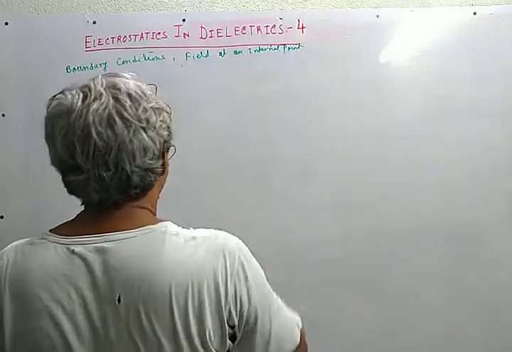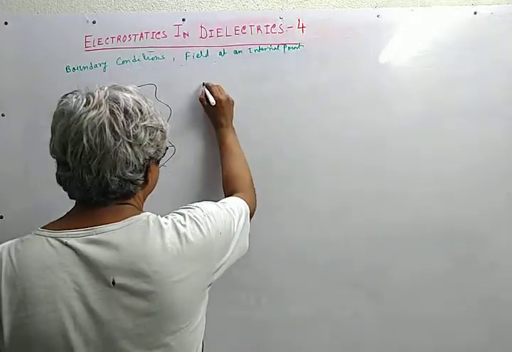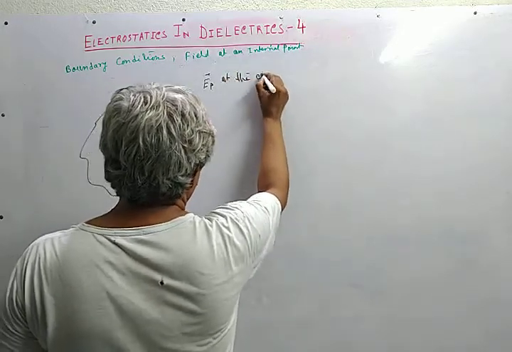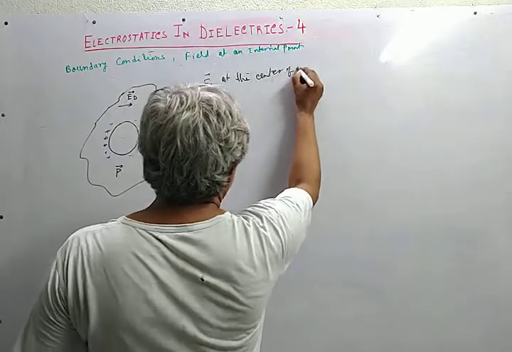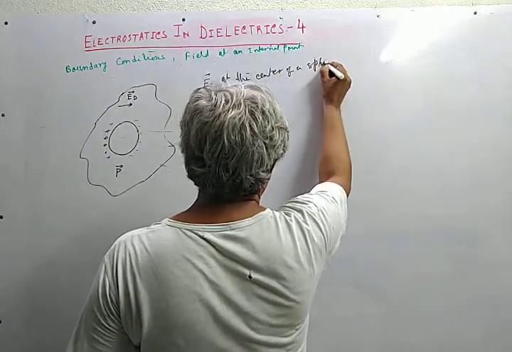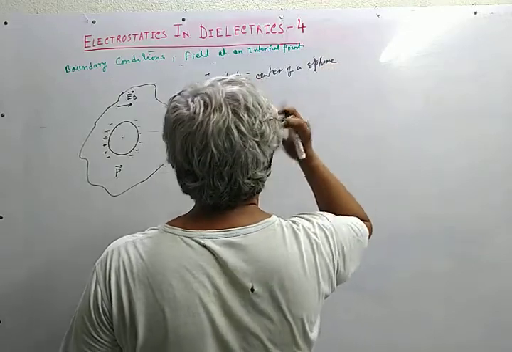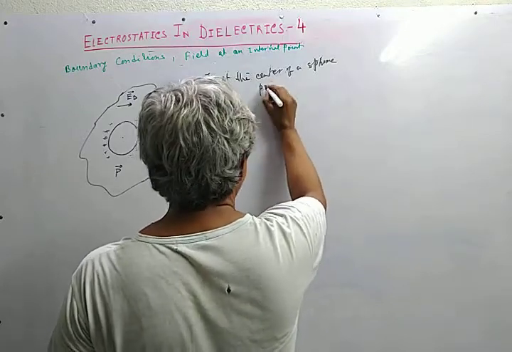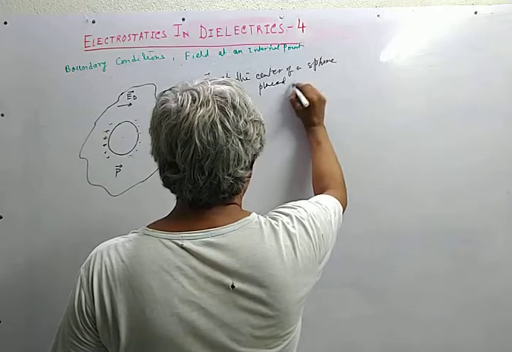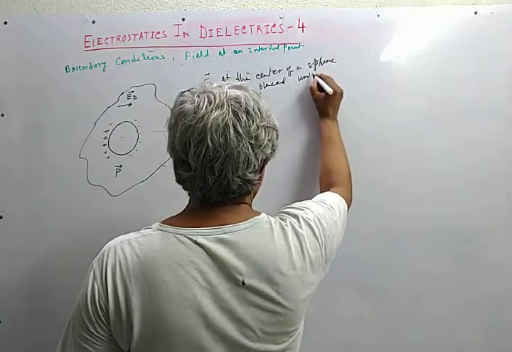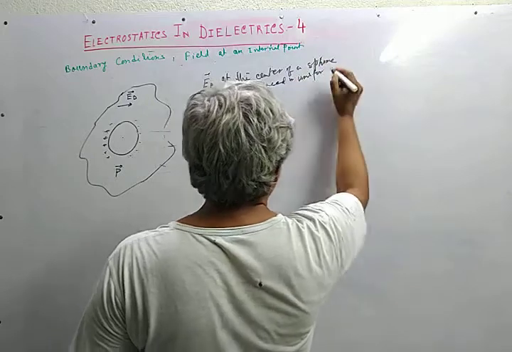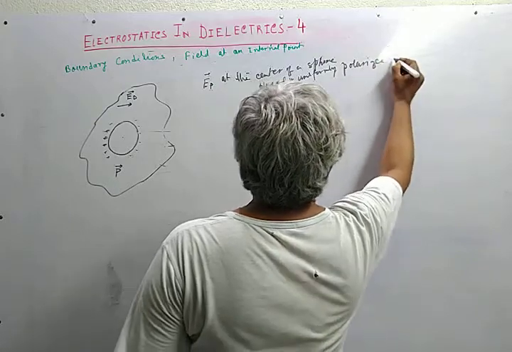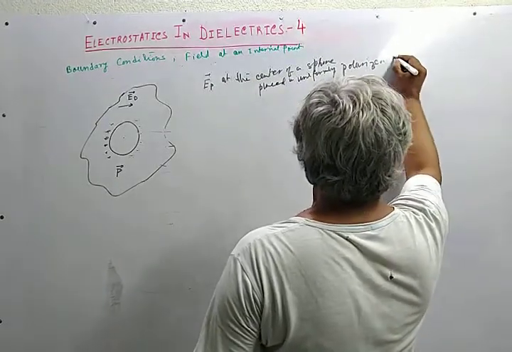So the field that I am going to calculate is the EP at the center of a sphere placed within a uniformly polarized dielectric.